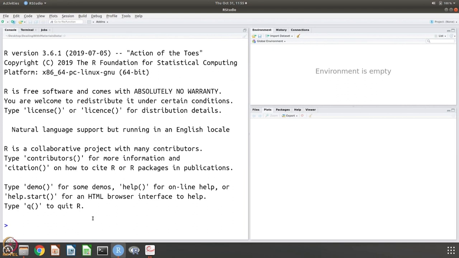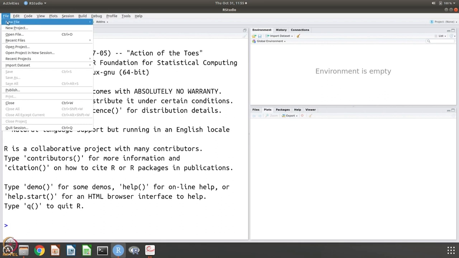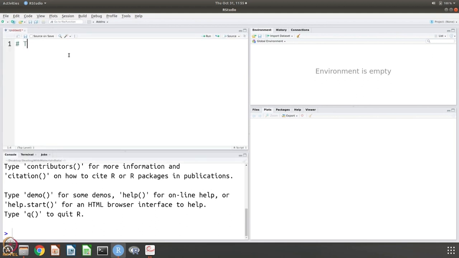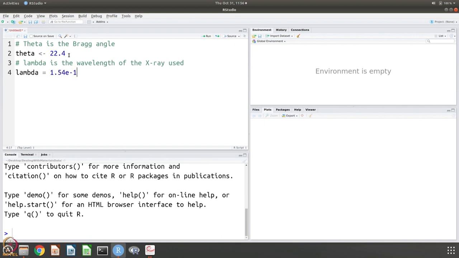So we are going to do this. First thing is, you can write a comment. So let's write the script. You can write a comment, and you can write another comment. I think it was 1.54 angstroms, okay. And d is the interplanar spacing.